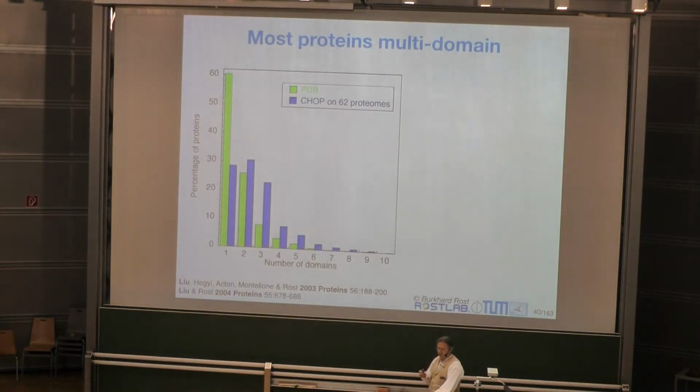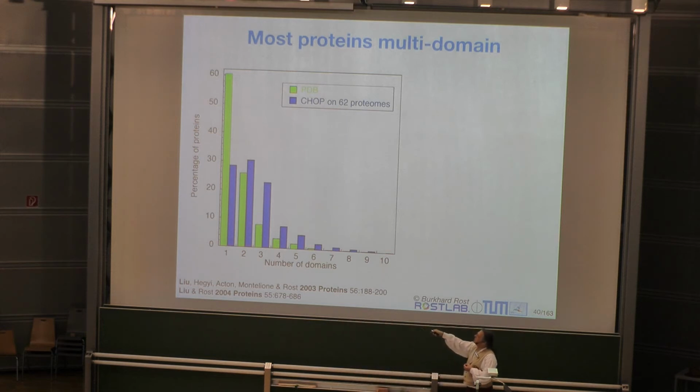What we find out when we do this on a large set of proteins, I show a number of domains here. Green is proteins for which I know the structure. Blue is this procedure applied to millions of proteins. What you see is that green and blue differ very much. And that is because green are proteins for which we know the structure, I said. And it's much easier to determine a structure of a protein if it has only one domain. That's why this is highly biased here.